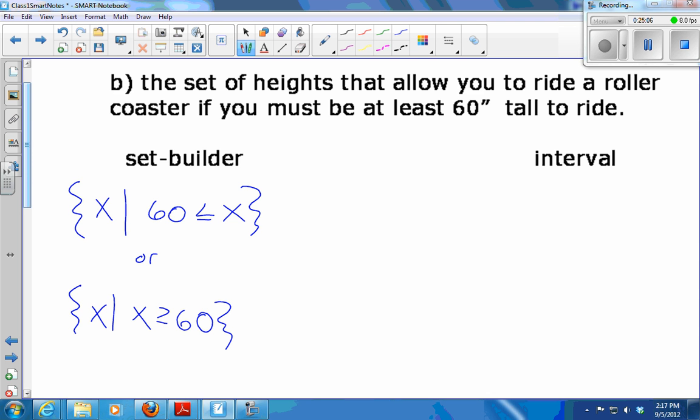This one feels a little bit more intuitive, saying if you're taller than 60, right? But this one says the exact same thing. Just remember that the alligator eats the bigger number. So this says the same thing as this. So in interval notation, how would I do that? 60 to infinity. Never include infinity. Do I include the 60? Yeah. Right. So if you're 60 inches tall, you get to ride.